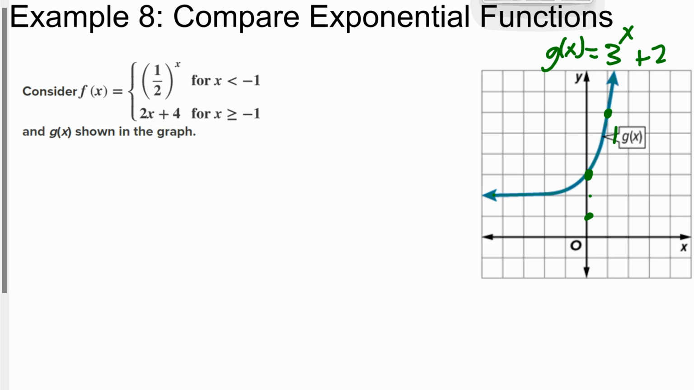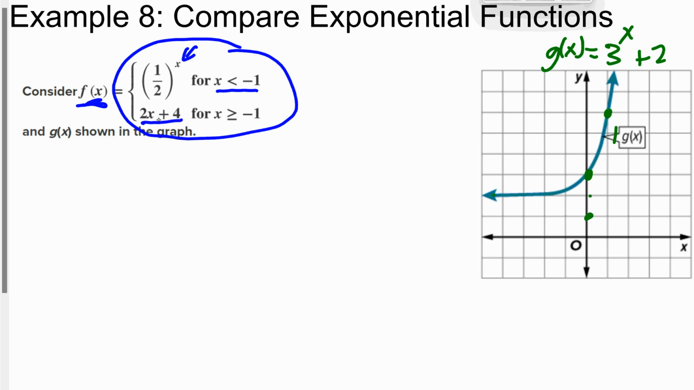So we have that one, and then we have these two others that are kind of one function, but they're made up of two pieces. It's called a piecewise function. So we're going to use this exponential decay, right, because we're 1/2, for anything less than -1. And anything from -1 and greater, we're going to use this linear equation.